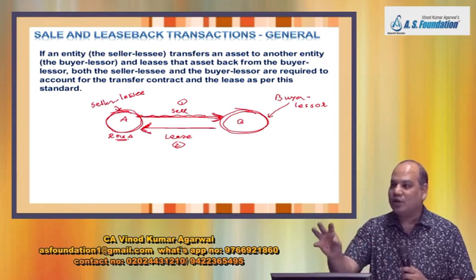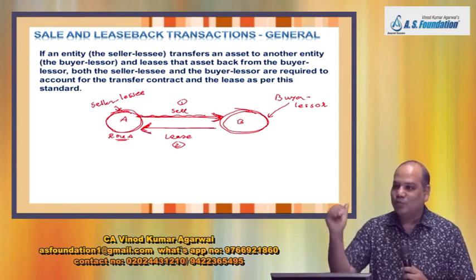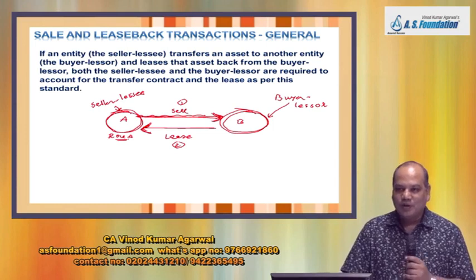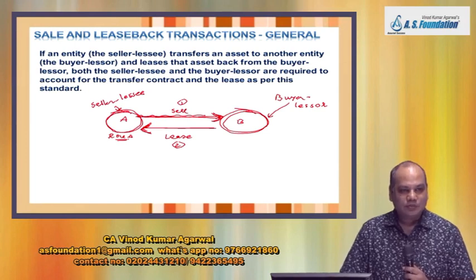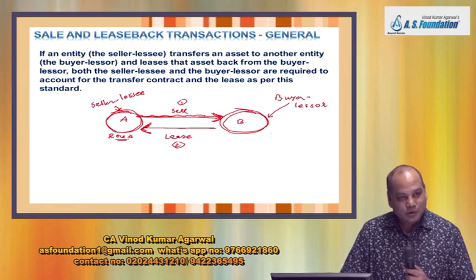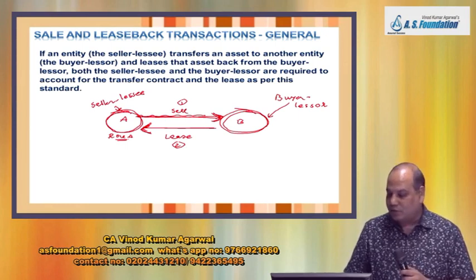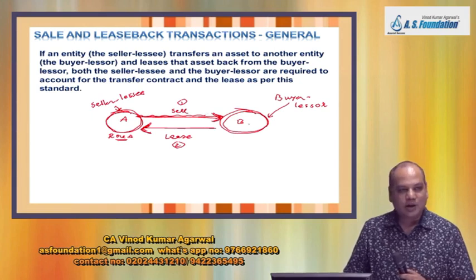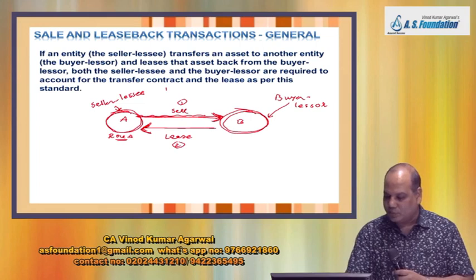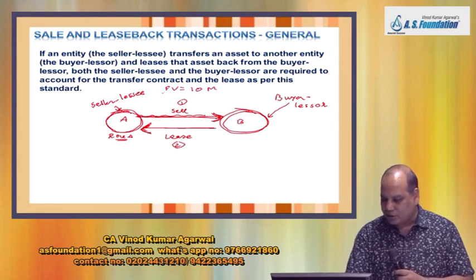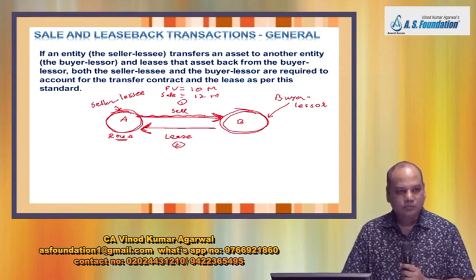whether the sale was at fair value, more than fair value, or less than fair value. That is also possible. Sale may be more than fair value, less than fair value, equal to fair value. Why more than fair value? Why A will charge more than market value to B and why B will be willing to pay? Okay, possible. Like for example, the fair value of the asset may be 10 million, but the actual sale price may be 12 million. Okay.